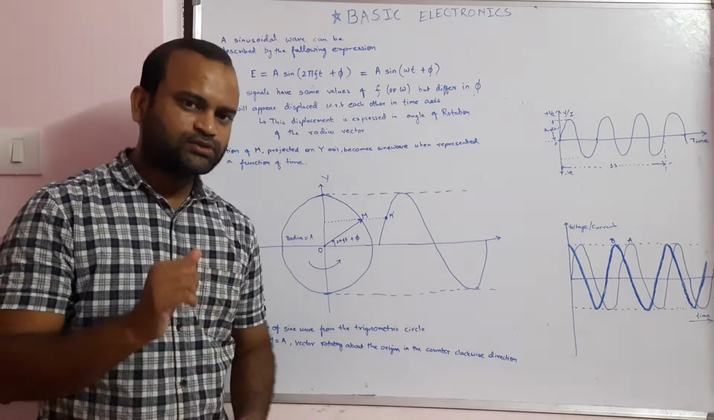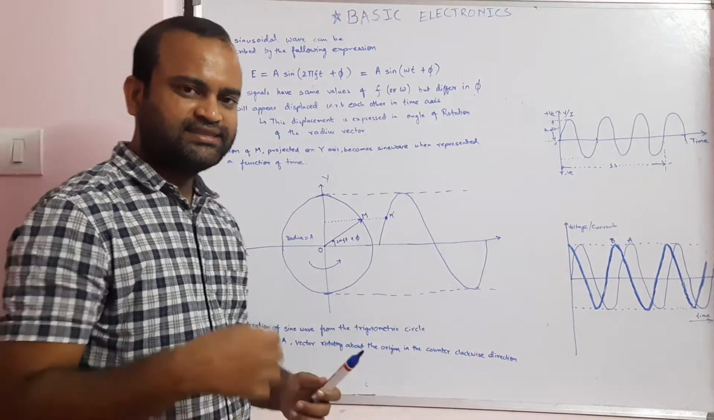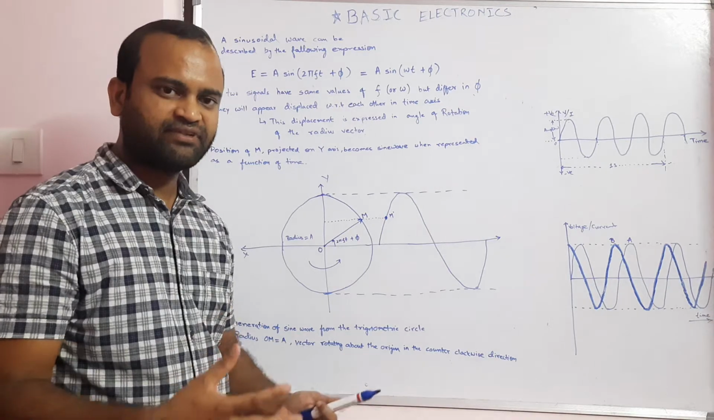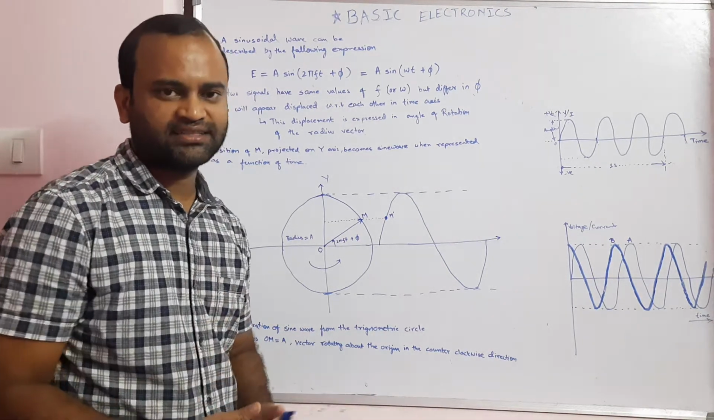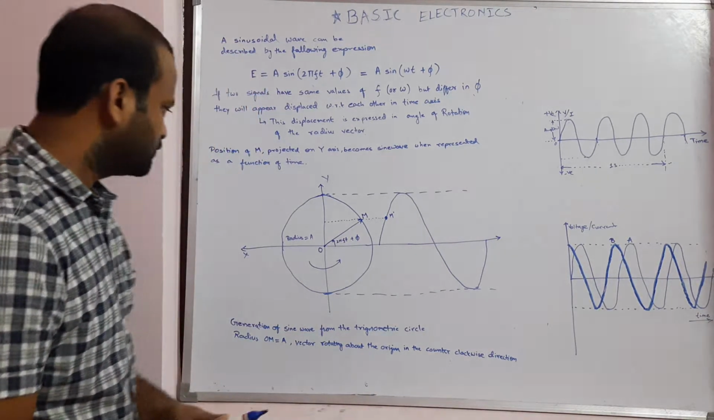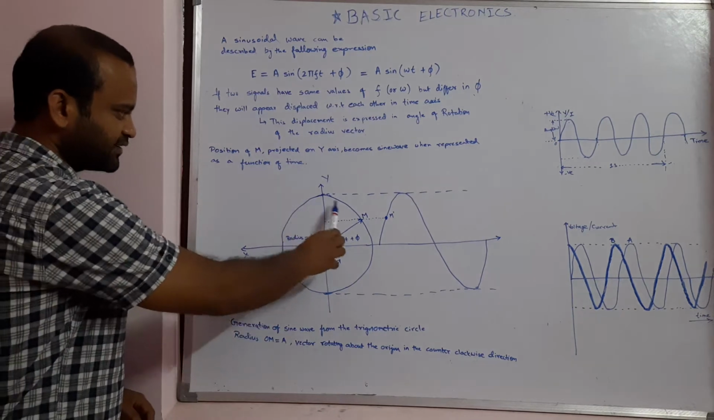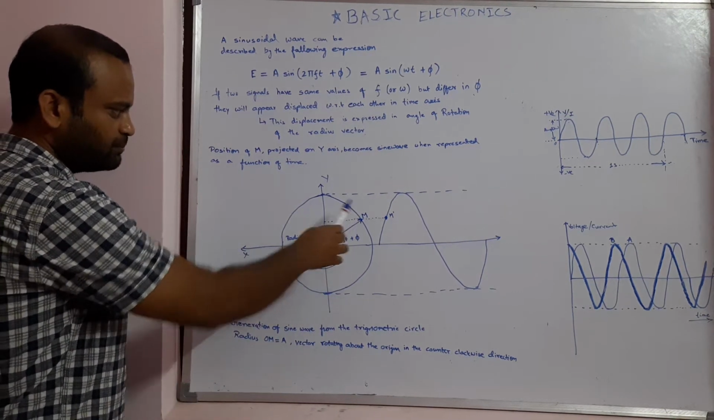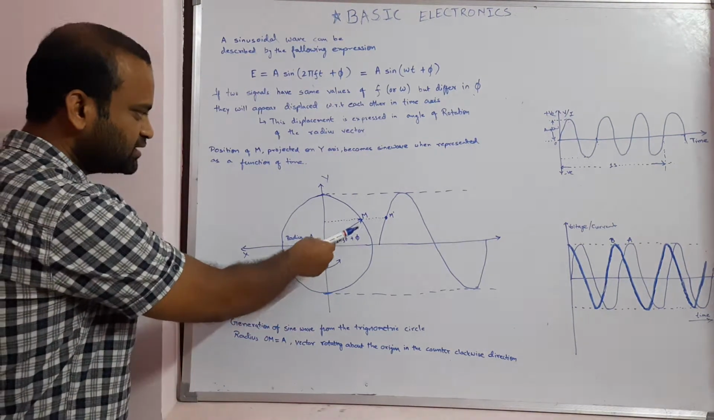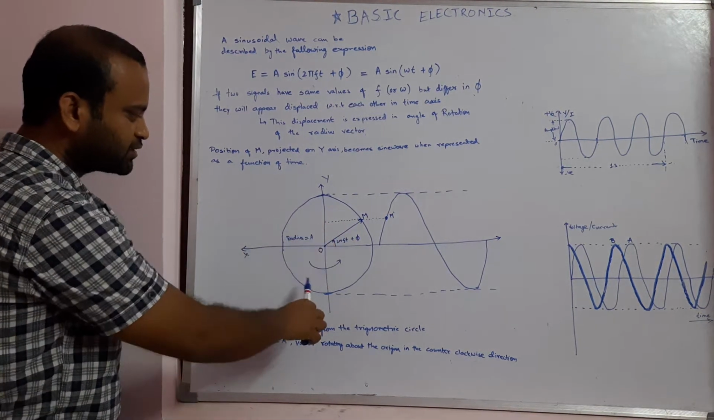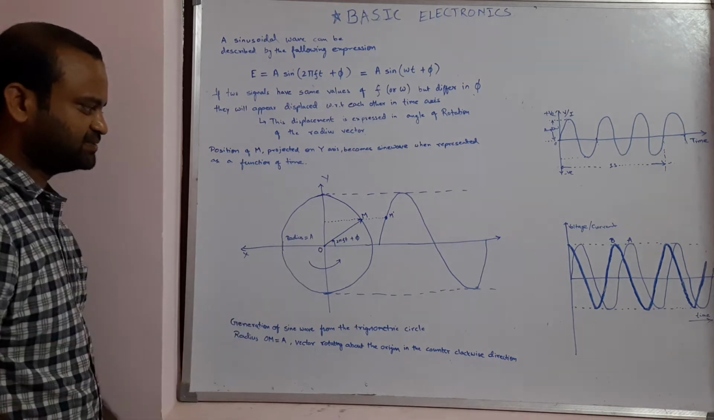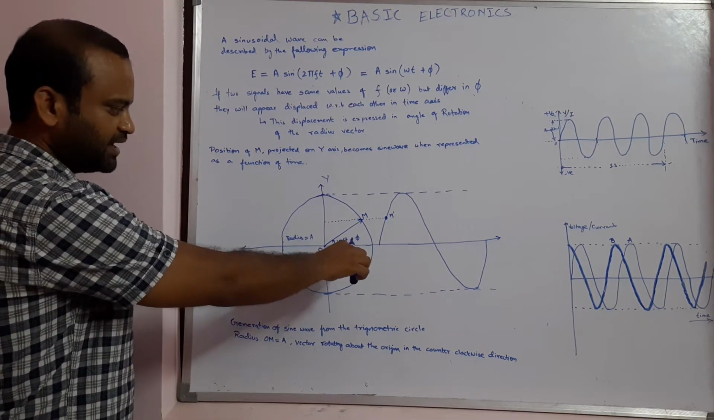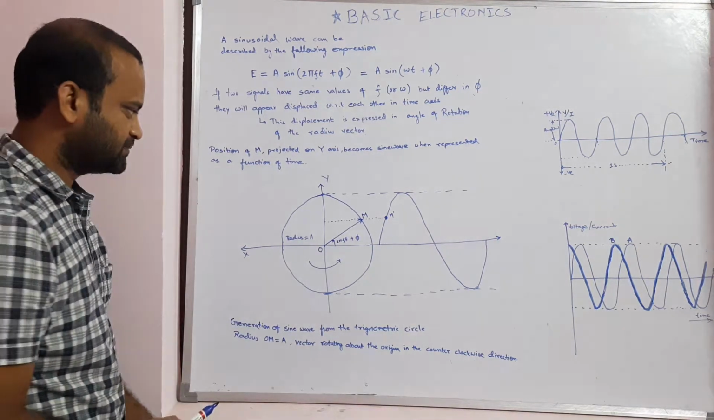Now let us do one thing. Let us generate a sine wave using a trigonometric circle. In that way, we will understand more characteristics about the sine wave. For example, in this trigonometric circle, we have a radius vector OM which is moving in the counterclockwise direction, and 2 pi f t is the angular frequency and phi is the phase difference.